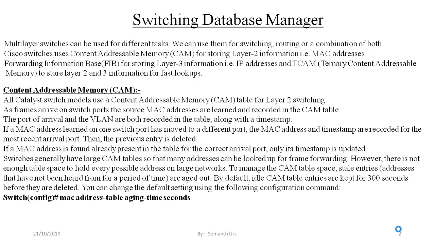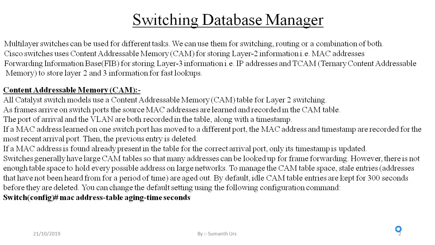All Catalyst switch models use a content addressable memory table for layer 2 switching. As the frame arrives on switch ports, the source MAC address is learned and recorded in the CAM table. The port of arrival and VLAN are both recorded in the table along with a timestamp. If a MAC address learned on one port has moved to a different port, the MAC address and timestamp are recorded for the most recent arrival port. Then the previous entry will be deleted.